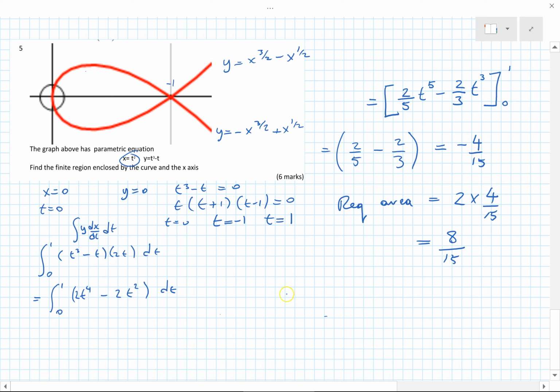Had anyone integrated between 1 and minus 1, I didn't see this at all, you'd have ended up with the answer minus 8 over 15, which might have been a bit strange, but as long as you drop the negative, it would still be correct.